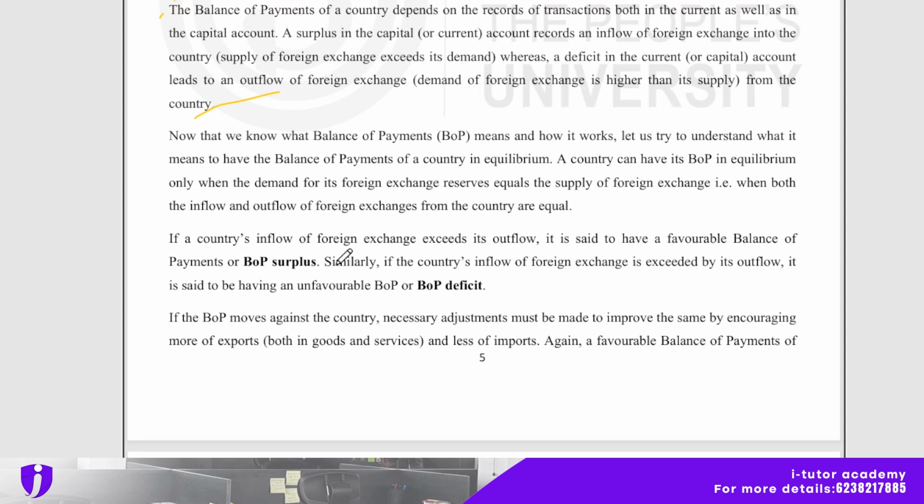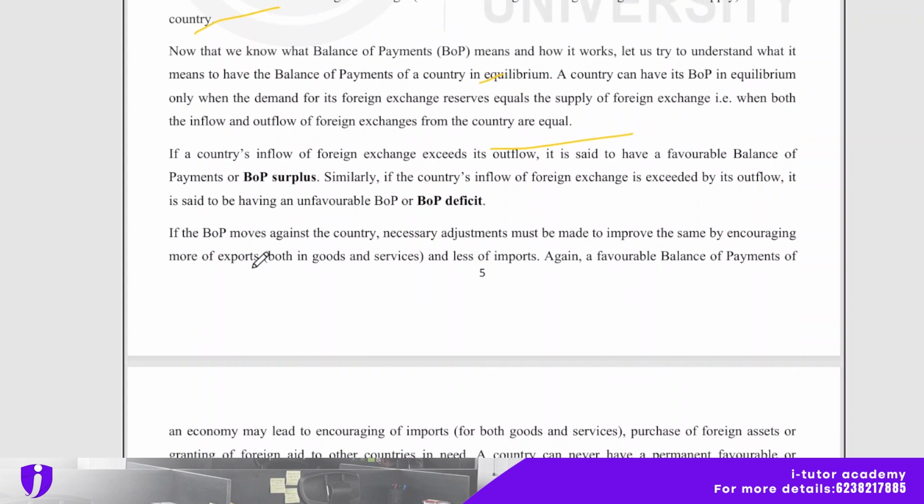Now that we know what balance of payment means and how it works, let us try to understand what it means to have the balance of payment of a country in equilibrium. A country has its BOP in equilibrium only when the demand for foreign exchange equals the supply of foreign exchange, when both the inflow and outflow of foreign exchange from the country are equal. If a country's inflow of foreign exchange exceeds its outflow, it is said to have a favorable balance of payment or BOP surplus. Similarly, if the country's outflow of foreign exchange exceeds its inflow, it is said to have an unfavorable BOP or BOP deficit. Okay, you just keep that in mind.